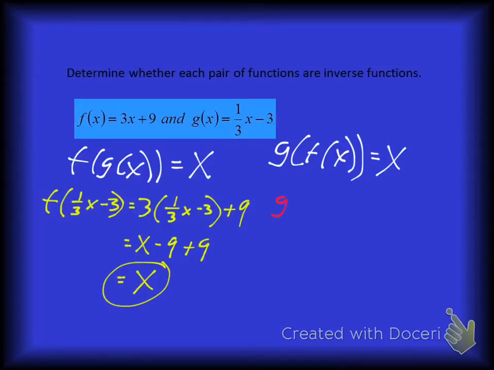So the second one, we're going to do g of what f of x is, which is 3x plus 9. Okay, going down here, plugging it in. So you do 1/3 3x plus 9 minus 3. Distribute the 1/3 through. So 1/3 times 3 gives you x. 1/3 times 9 gives you 3 minus 3. X plus 3 minus 3 gives you x. So are these two inverses? Yes. You say yes.